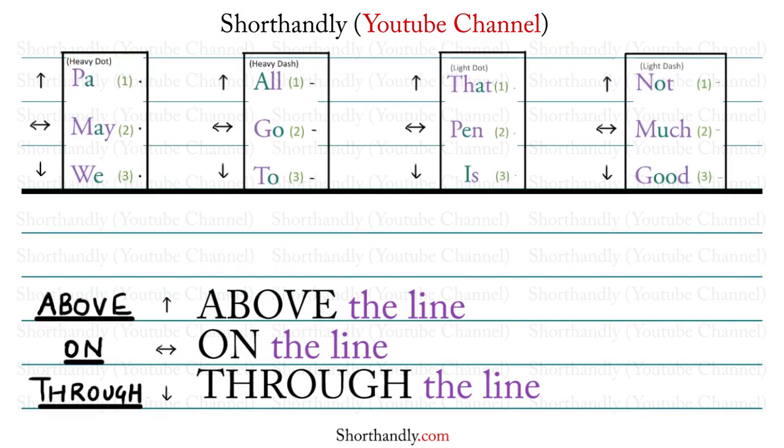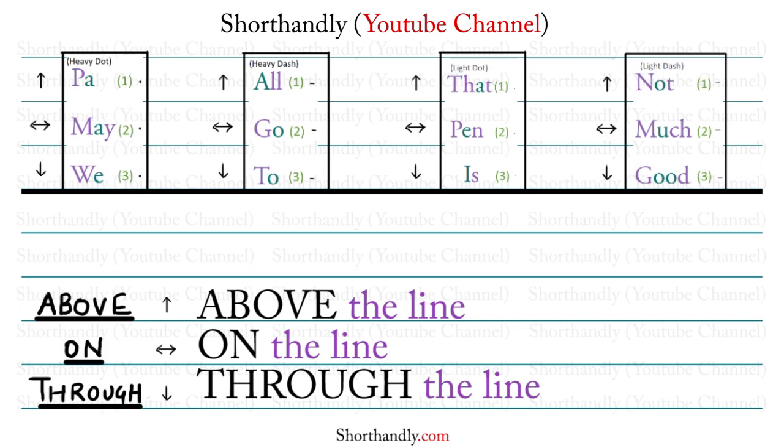Okay, so just as there are three places where we put the vowel signs, like first place, second place, and third place, in the same way, there are three positions where we can make these strokes and curves. These three positions are called above the line, on the line, and through the line.